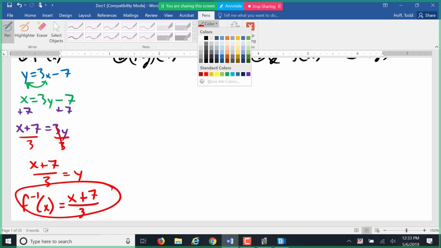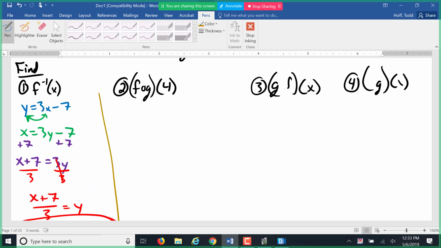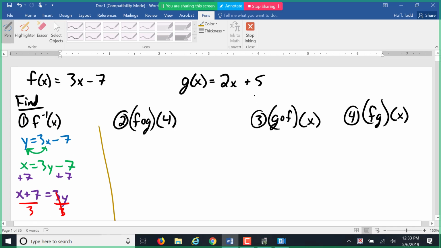Okay. Number 2, find f composite g of 4. So f composite g of 4, we're going to start off with the 4, and we're going to put it in one of the functions. Which function do we start with in this case? Do we start with f or do we start with g? The 4 goes into g, right?